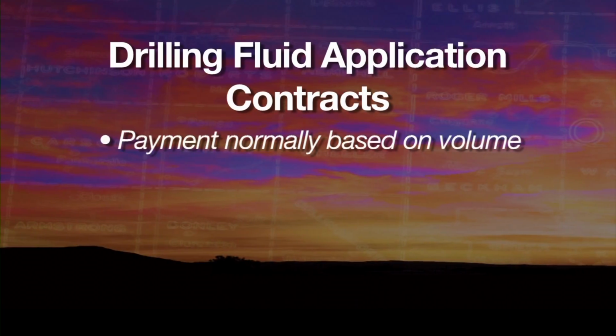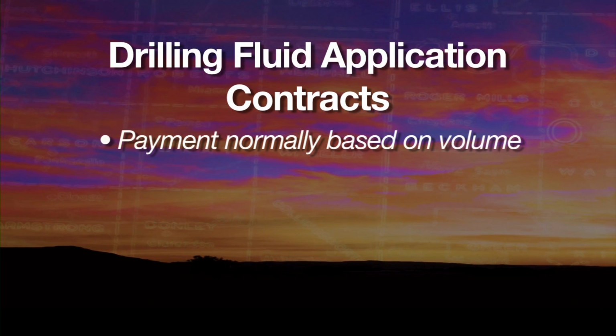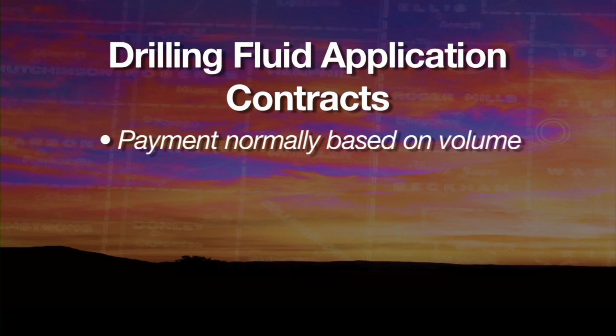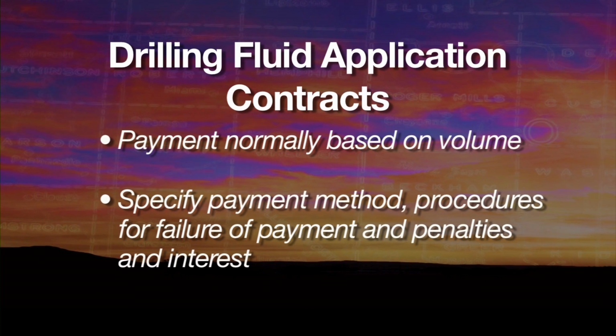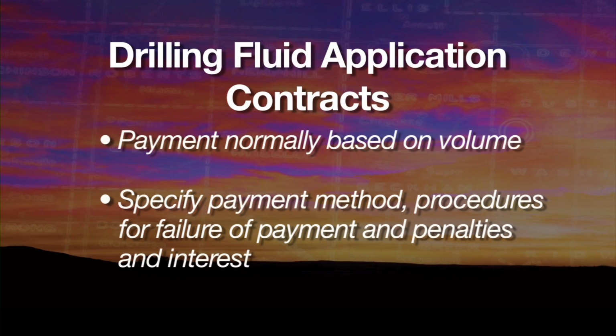Right. So you need to specify in the contract how much you're going to be paid. And in most cases in Oklahoma, that's based on a volume basis. In other words, how many barrels of fluid are applied to the property. That's how the landowner is going to be paid. So make sure that's specified. How you're going to get paid. What happens if you don't get paid? What procedures can you follow to get interest for the delay in the payment?